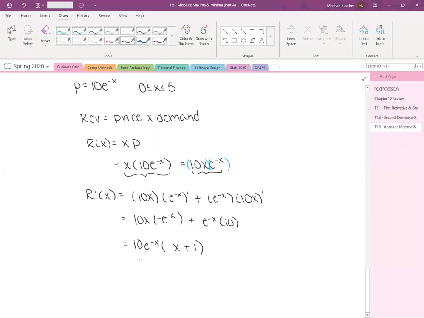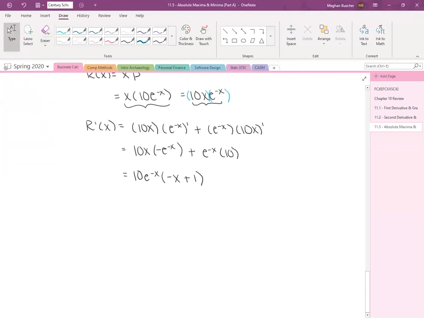And it's always really, really nice to have this factored form whenever you're dealing with finding local extrema. Because now when we go to set this equal to 0, we have a much easier form to work with. And the other thing to note here is that this function is never undefined. Or another way to say it is it's always defined. Okay? So we just have to worry about where it's equal to 0.